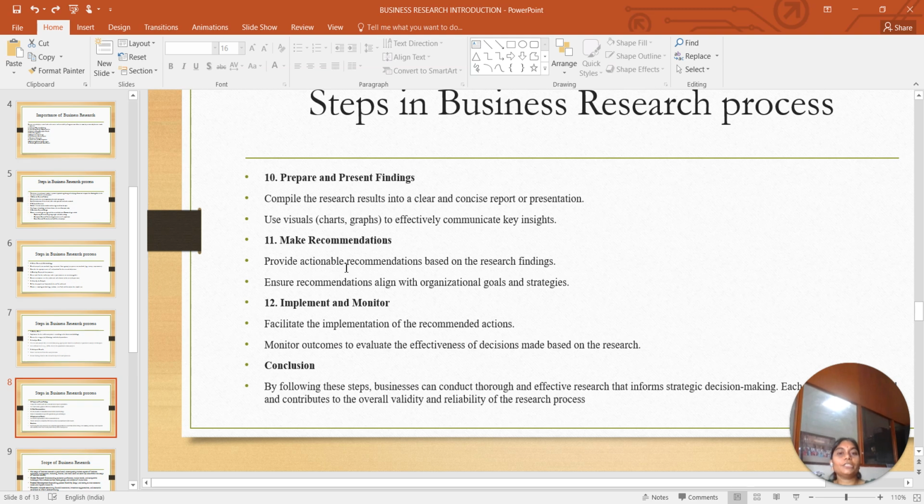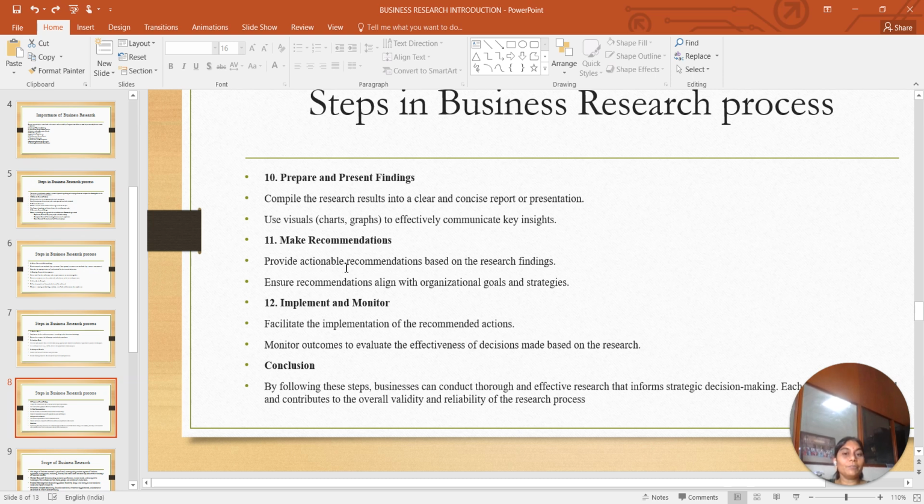In preparation and presentation of the findings, compile the research results into a clear and concise report or presentation, and use visual means like charts and graphs to effectively communicate the key insights. And to make the recommendations, provide actionable recommendations based on our research findings, and ensure that recommendations align with the organizational goals and strategies.